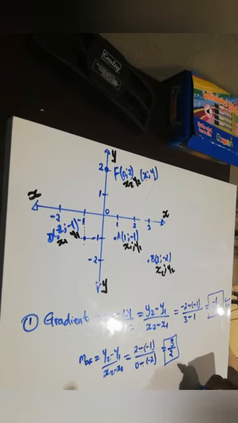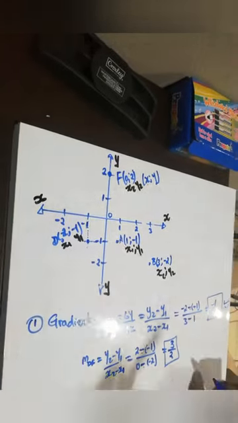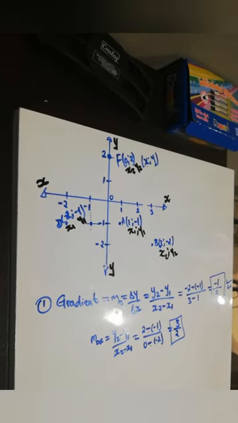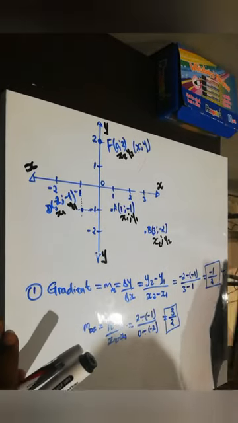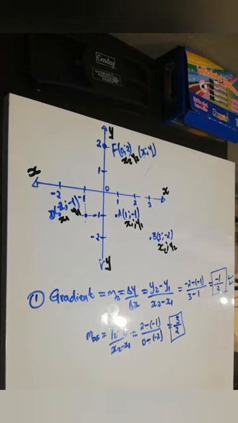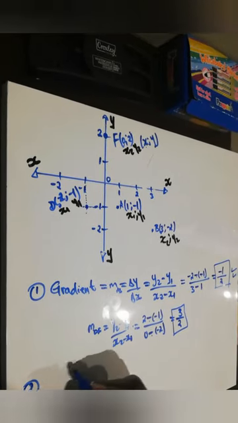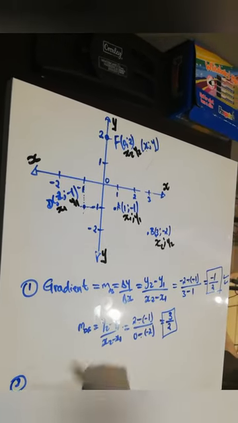So again, we have the gradient from this point to that particular point. Basically that's how you do it. Now let's move to the next one. Let me not remove this one first. The second one, we're going to look at the midpoint.